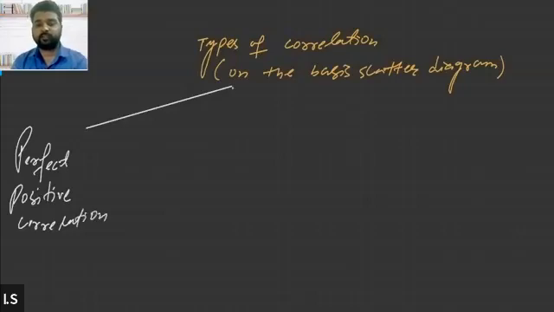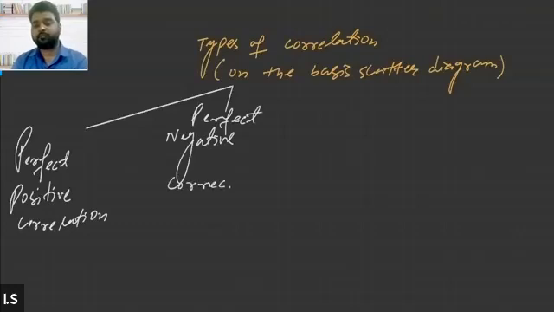Then we have the perfect negative correlation. Perfect negative correlation means that the dots of the variables are coming downwards, and all the dots are falling almost in a line, exactly on a line, or with a little deviation from the line. Then it will be called perfectly negative correlation.